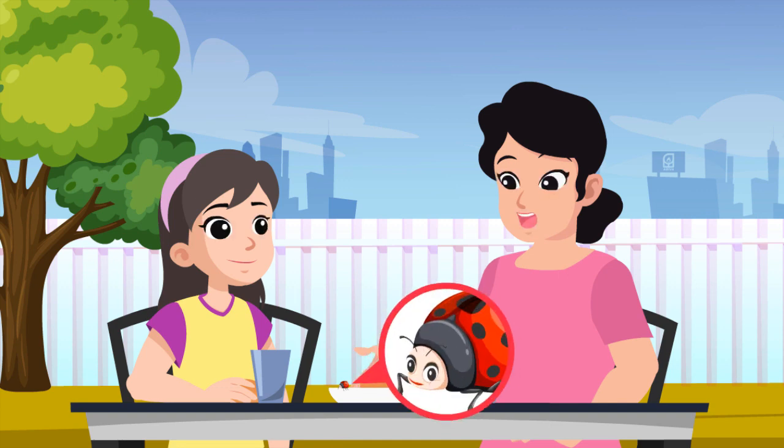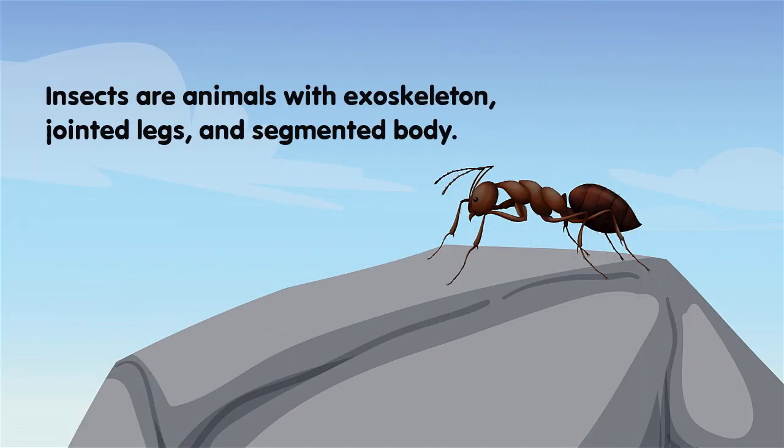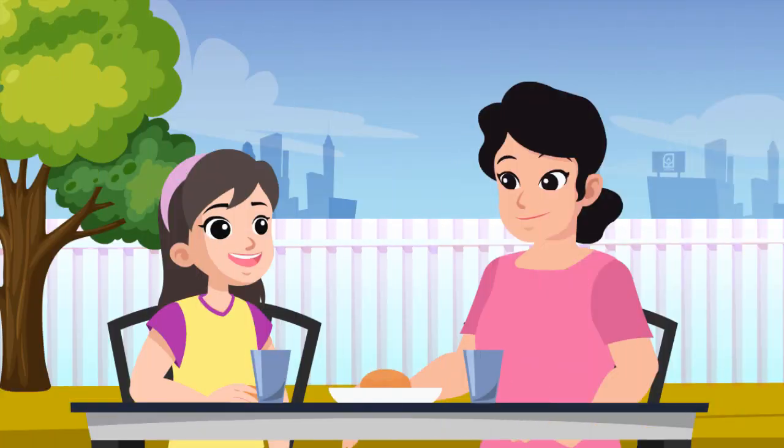Oh, look at that bug, Ellie. Are bugs animals too, Mommy? Yes, Ellie. They are insects. They have an exoskeleton, a segmented body, and jointed legs. It's interesting to know different groups of animals, Mommy. Wait till you learn about plants.